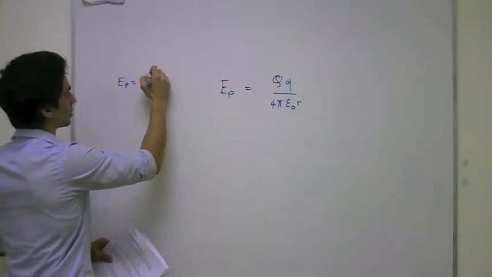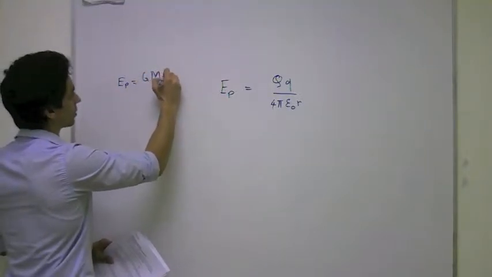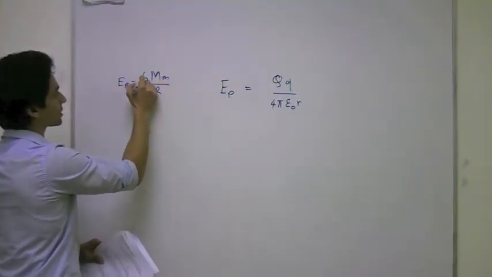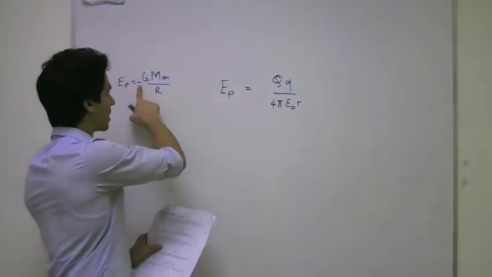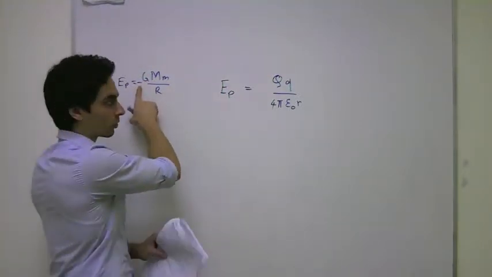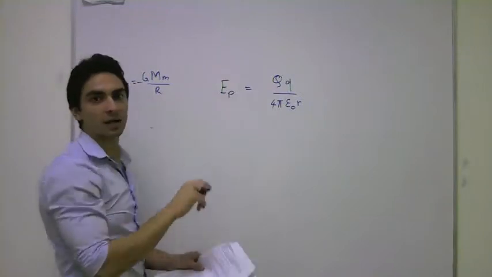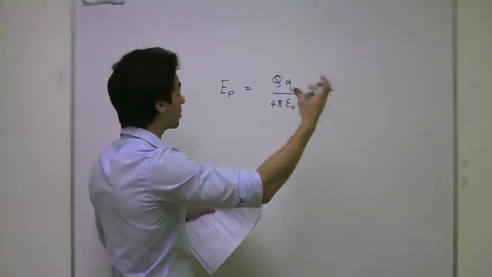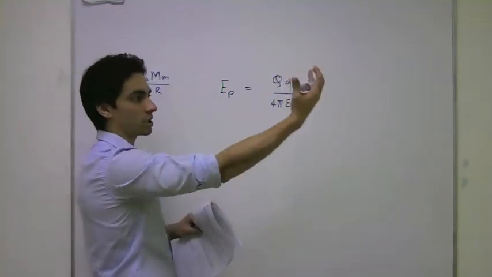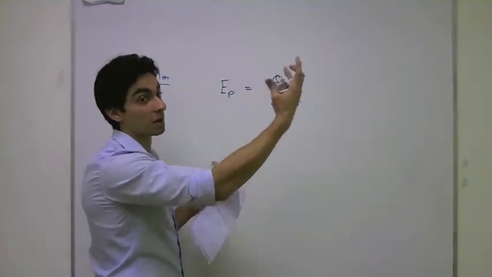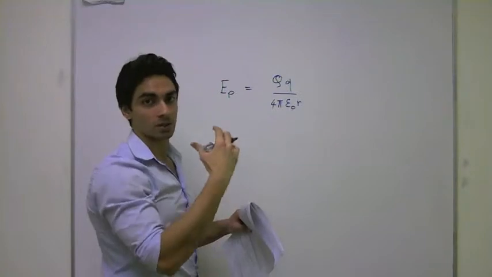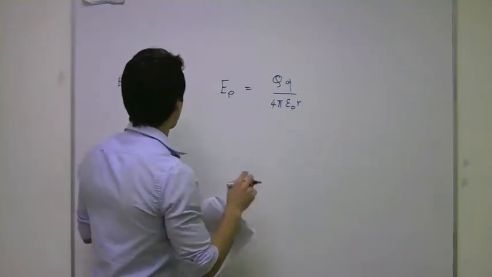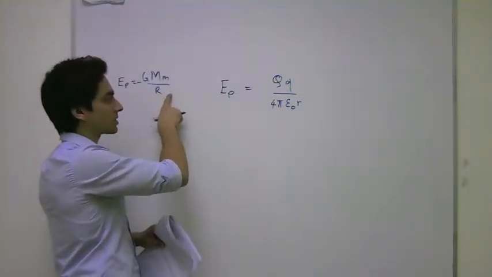was Gmm over r, and there was a negative sign. Now the negative sign indicated an attractive force. So when the force is attractive in nature, like we had described, in bringing a mass m from infinity to a point in the field, there is negative work done by the external force, and therefore the potential energy is negative.